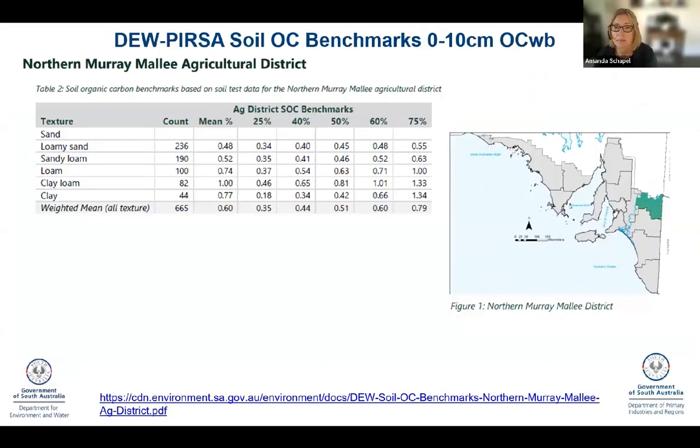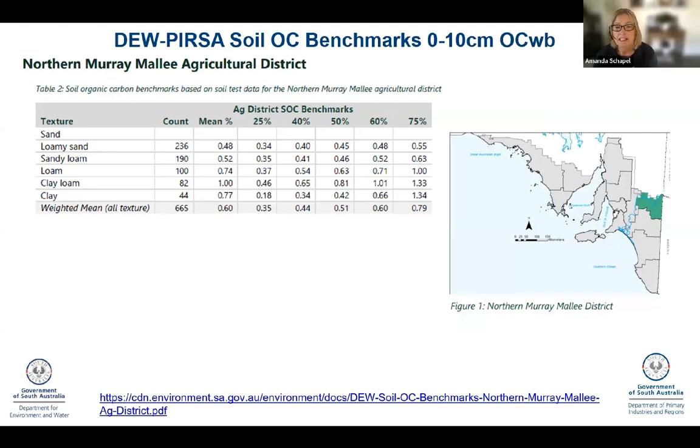Another resource that may be relevant, or you can have a look at, are carbon benchmarks. These are based on 36,000 soil test results collected when we used to have a lab assessment. What we did was break all of the soil test results up, assign them to the district they came in, and again we created benchmarks based on percentiles.